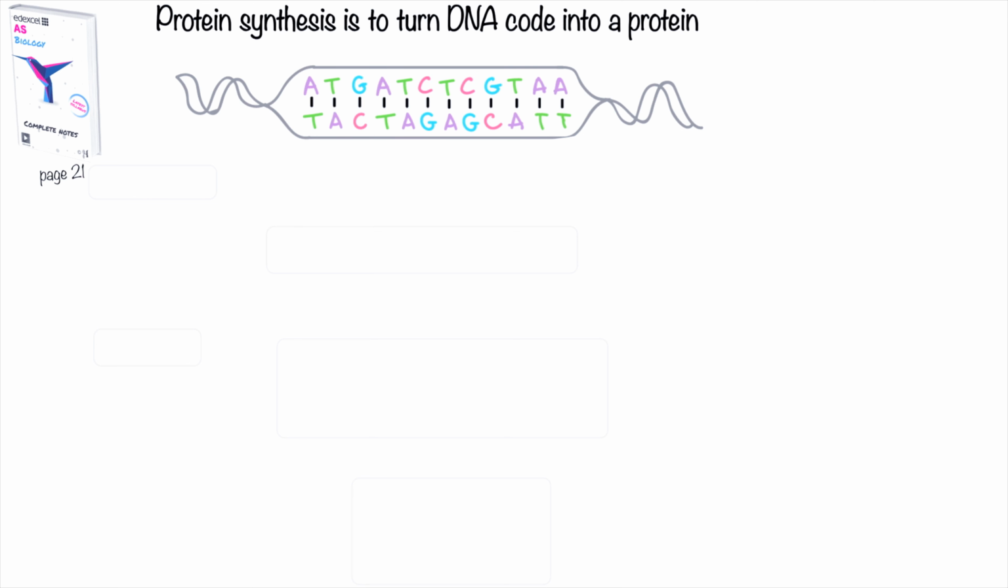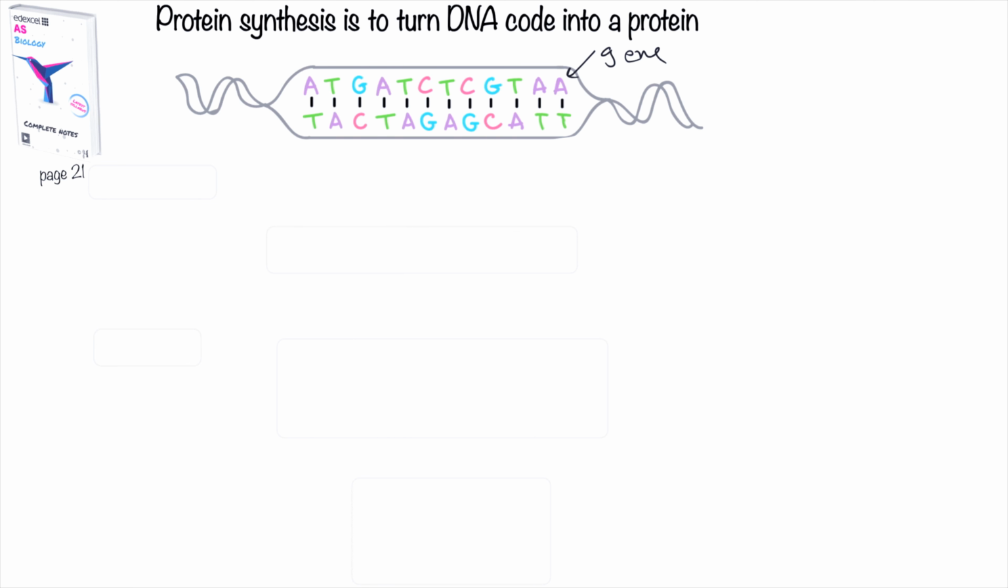So here I have a quick overview of today's lesson. You can see I have the double helix shown here. The double helix is the DNA, obviously. So we have a section from DNA shown here in the diagram. This section is what we call a gene.